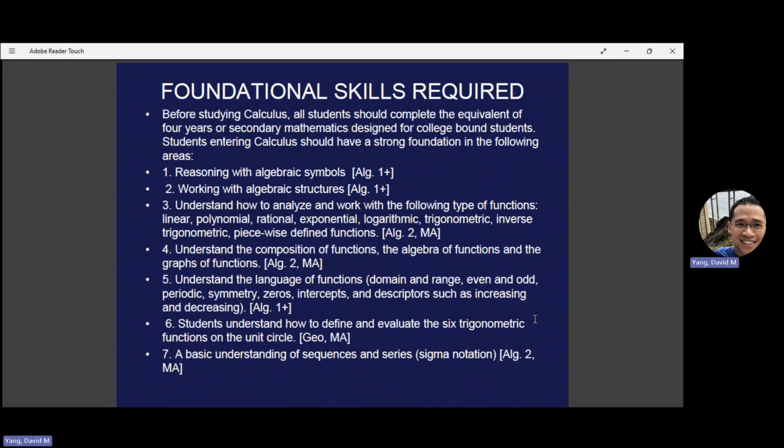And this last slide is just foundational skills required. These are all skills that students are going to come into the course with already from algebra, geometry, and AP pre-calculus.